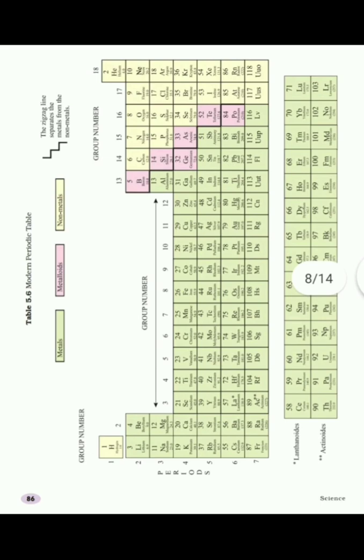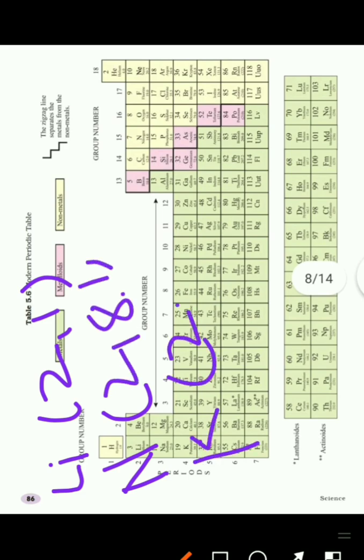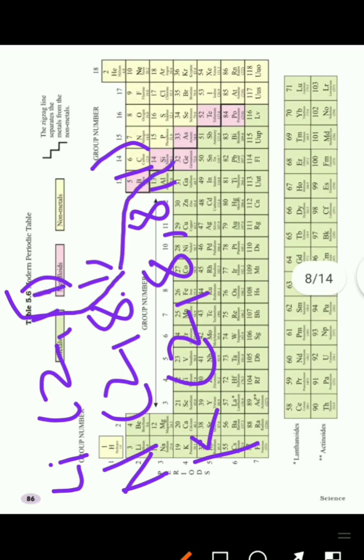For example, the elements present in group 1, that is lithium, sodium, potassium, all have 1 valence electron and valency 1. See, lithium's atomic number is 3, so its electronic configuration is 2, 1. Sodium is 2, 8, 1. Potassium is 2, 8, 8, 1. All have the same number of valence electrons, that is 1.